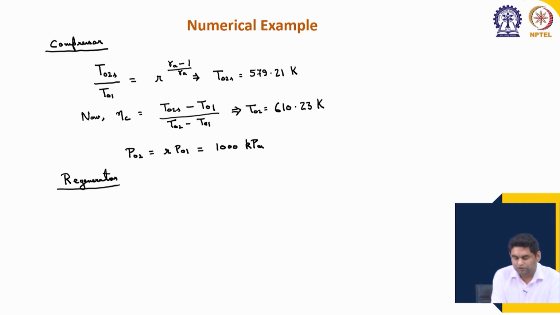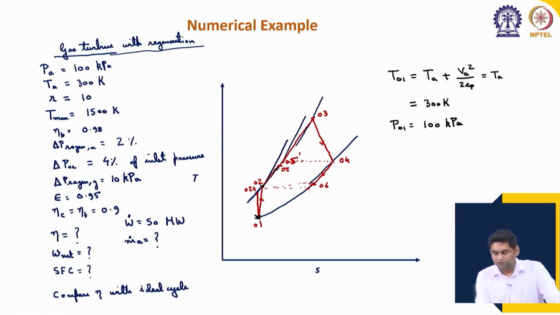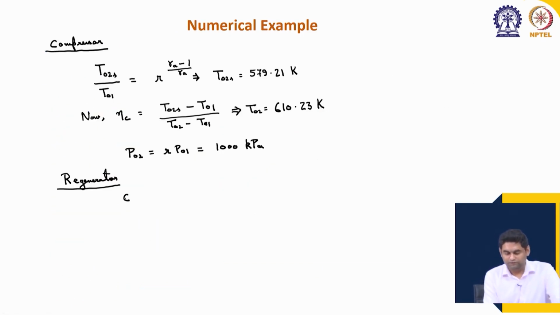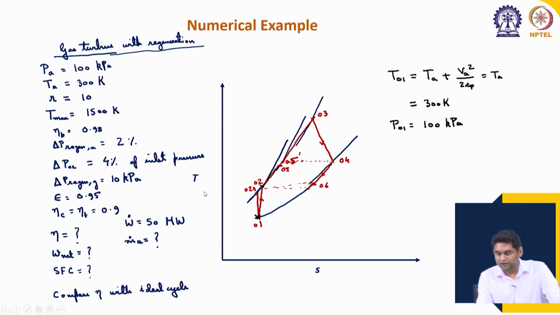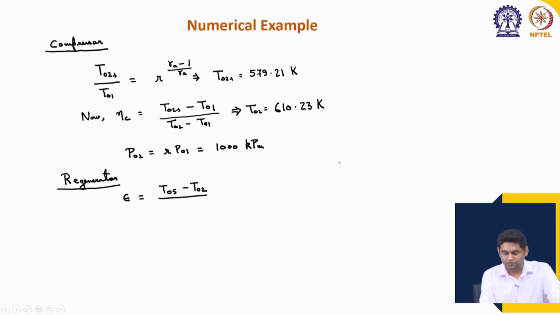Regenerator air side, now we are doing. Remember that by definition, effectiveness is equal to (T05 minus T02) by (T05 dash minus T02), where T05 dash is equal to T04. So, by definition, this is the actual temperature rise, T05 minus T02, by the ideal temperature rise, which is T05 dash minus T02, which is equal to T04 minus T02.